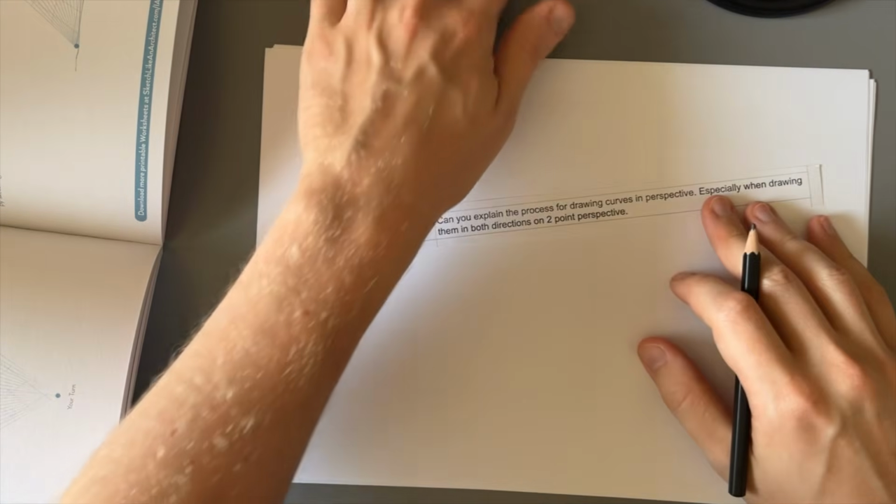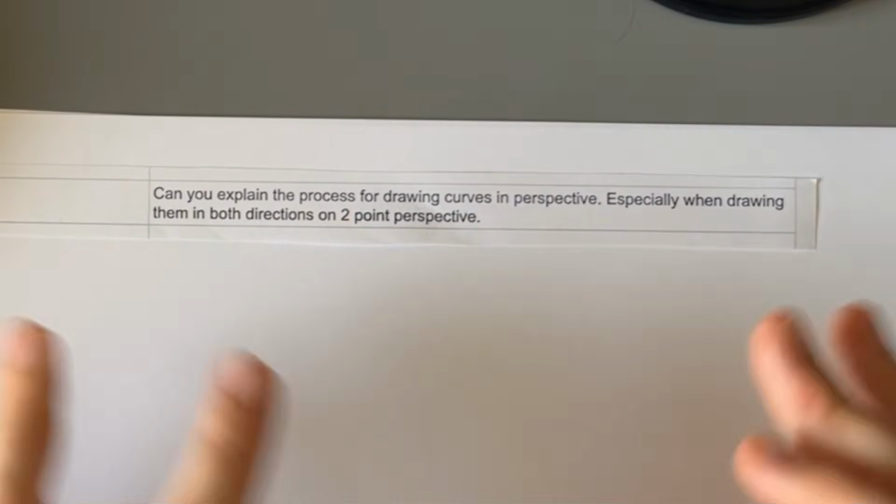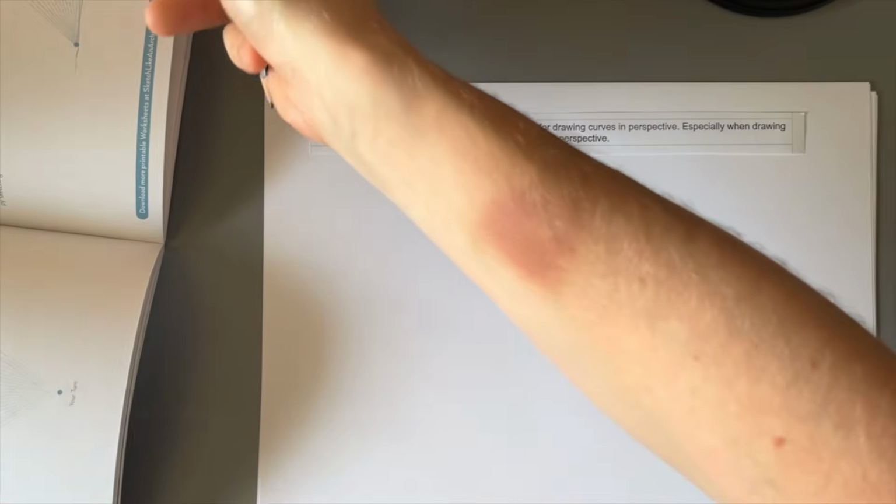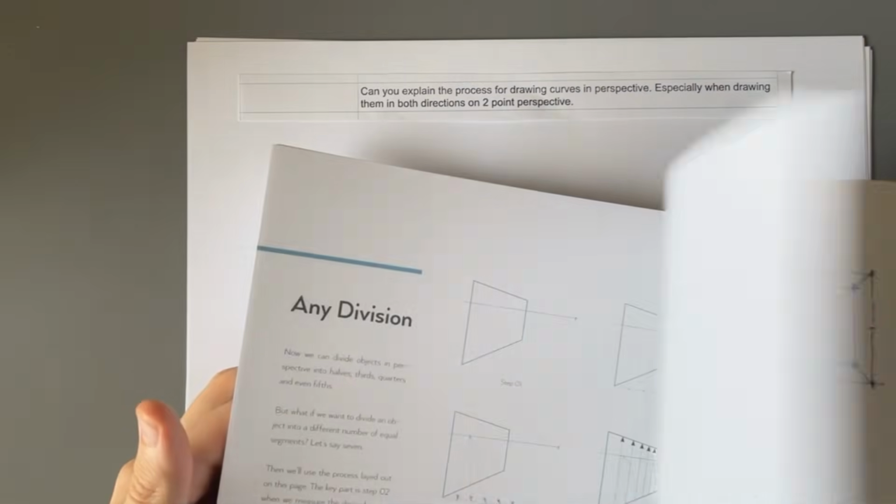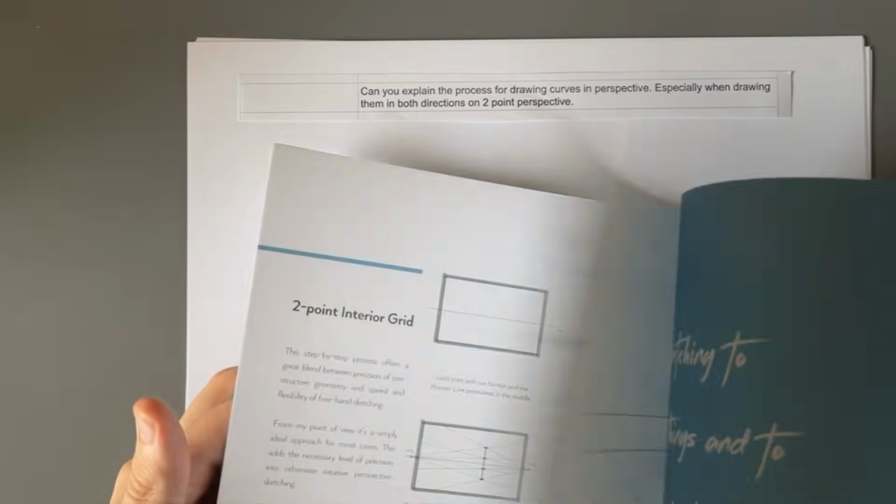Another question, which I think is interesting as well. Can you explain the process for drawing curves in perspective, especially when drawing them in both directions on 2-point perspective? Let me use the book for some examples first.